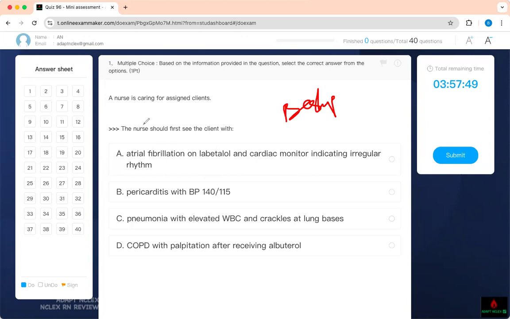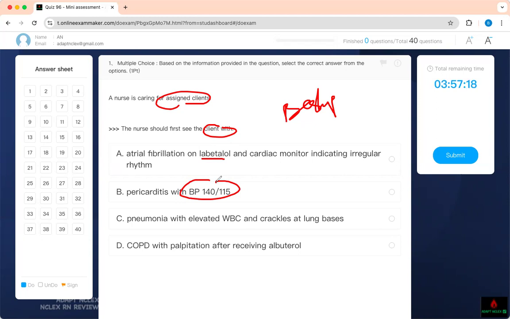What is the issue? And next is carrying forward. Which client will you assign? First, you see the client with atrial fibrillation on labetalol, cardiac monitoring indicating irregular rhythm. Do you think you need to intervene in this patient? If you have a second, be sharp. Pericarditis with a blood pressure of 140 over 115. Do you think you need to intervene?